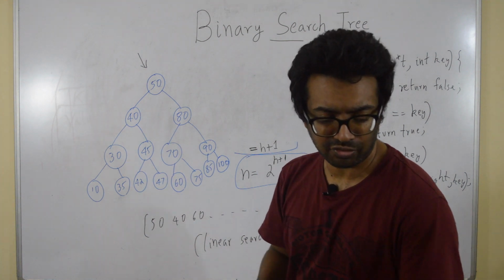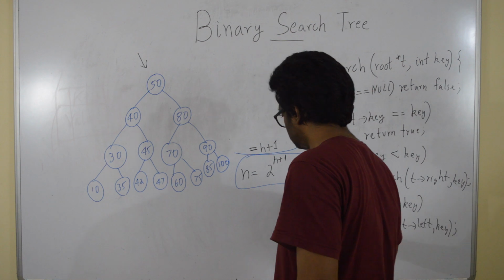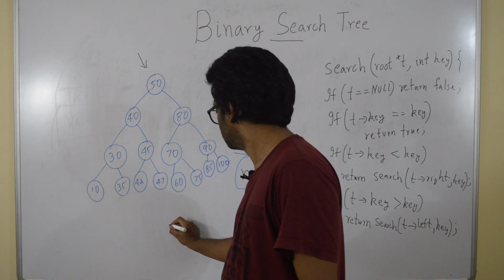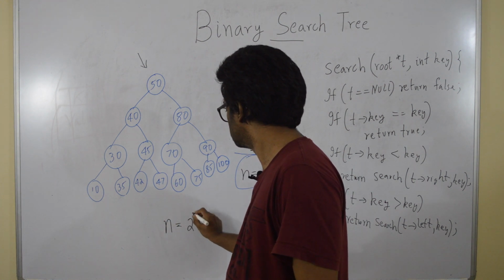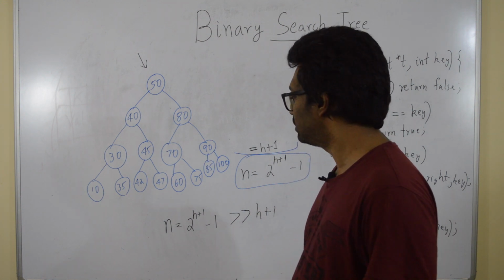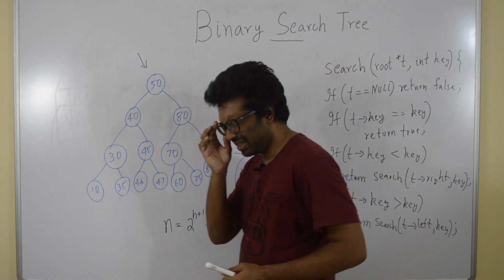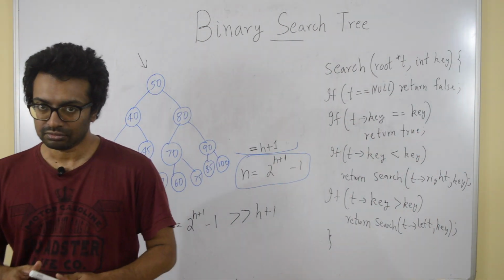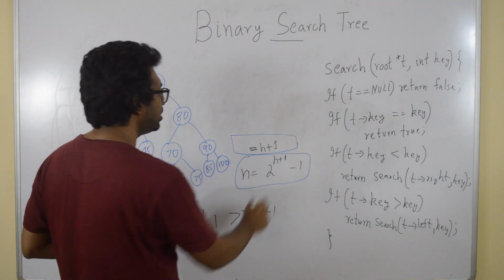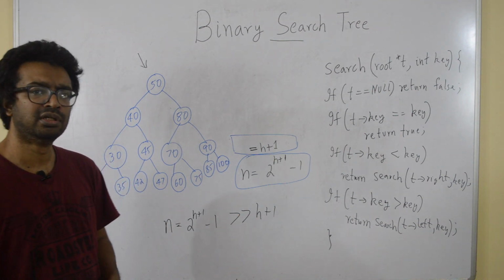So my claim is the following, that n is equal to 2 raised to h plus 1 minus 1 is much bigger than h plus 1. Let's see why I say that. To see that, you just have to draw the graphs for 2 raised to h plus 1 minus 1 and h plus 1.